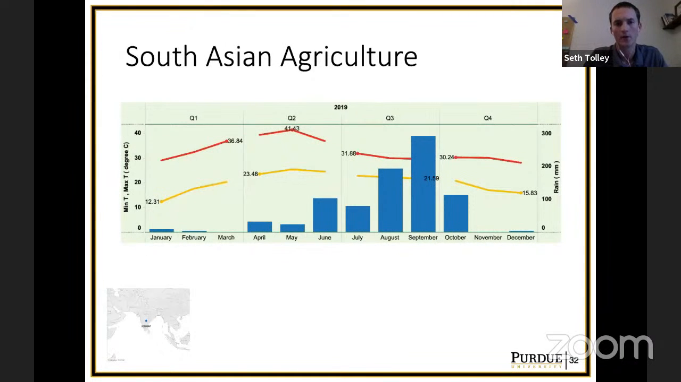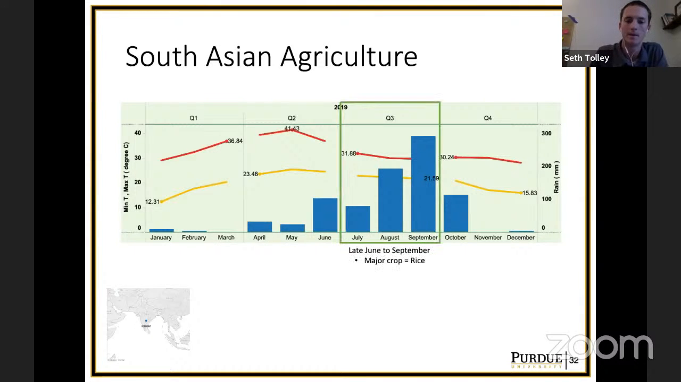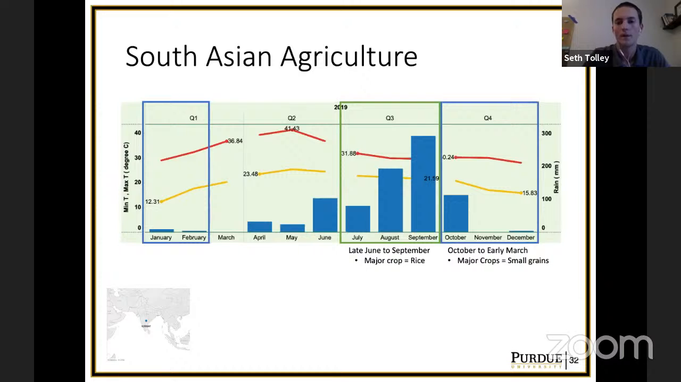So if you look at agriculture in this region, they have 3 main growing seasons. This first one from late June to September, where their major crop is rice. You can see that this growing season is characterized by moderately low temperatures and then adequate rainfall. Have another growing season from October to early March, where they grow small grains. This growing season, while also having fairly moderate temperatures, is characterized often by drought.